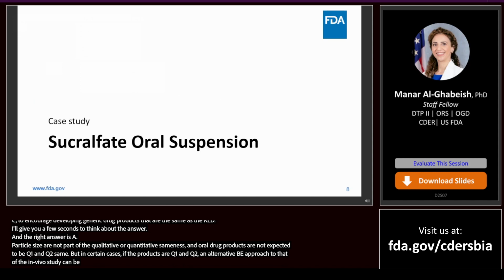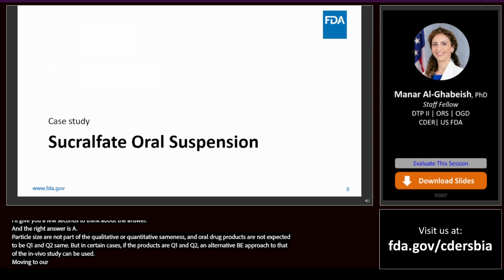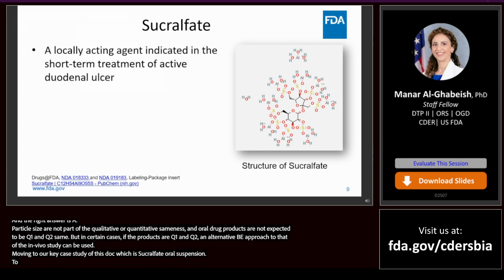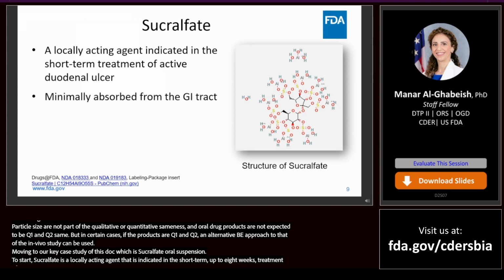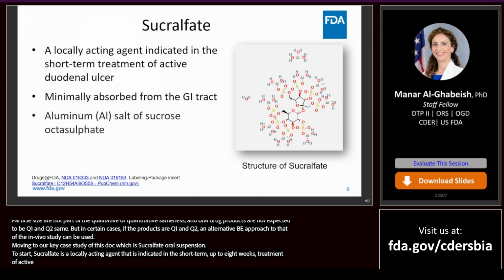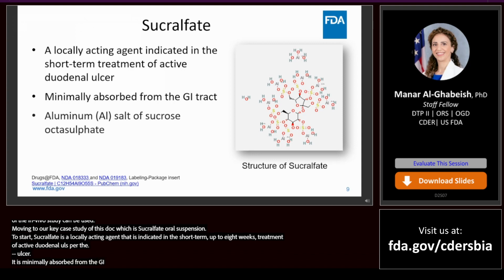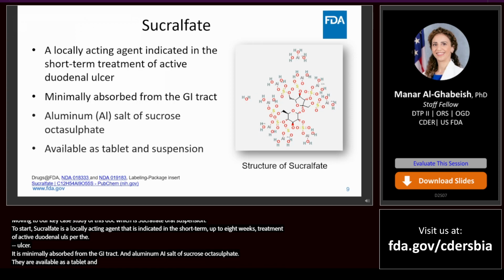Moving to our key case study of this talk, which is sucralfate oral suspension. To start, sucralfate is a locally acting agent that is indicated in the short term, up to 8 weeks, for treatment of active duodenal ulcer. It is minimally absorbed from the GI tract, and structurally, sucralfate is an aluminium salt of sucrose octasulfate. Here, I want to bring an important point: sucralfate products, which are tablets or suspension, are classified as complex products because they work locally, complex route, and because the active pharmaceutical ingredient or the API itself is also classified as complex.